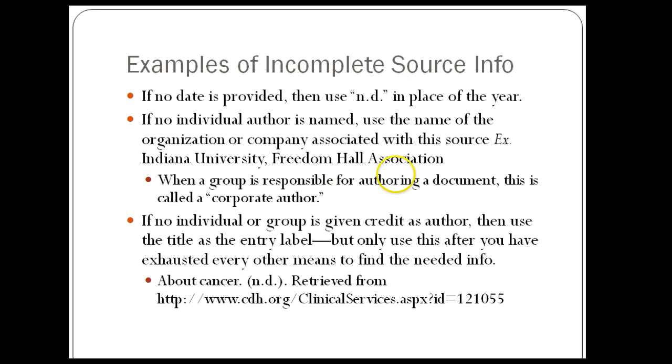If no individual nor a group is given credit as author, then use the title as the entry label, meaning you put the title of the article first. But only use that after you exhausted every other means to find the necessary information. The example we have here might look very familiar to some of what you are doing for your assignment. No author, so we put the title of the article in front. There's no date included on there, and all we have is retrieved from. We don't need to put the name of the article twice at the front and after the date.